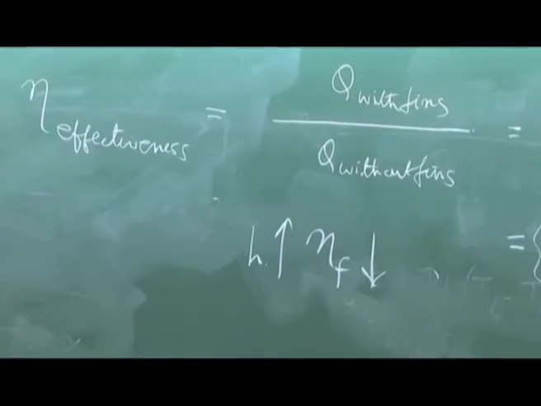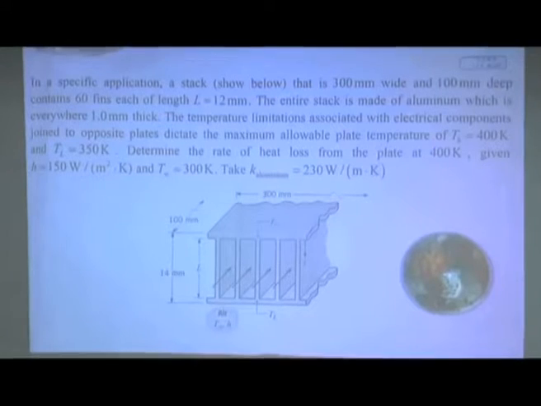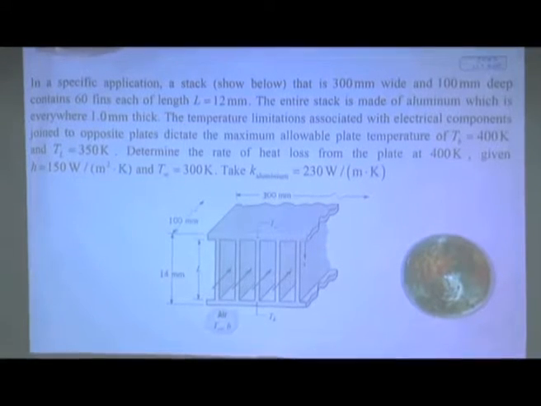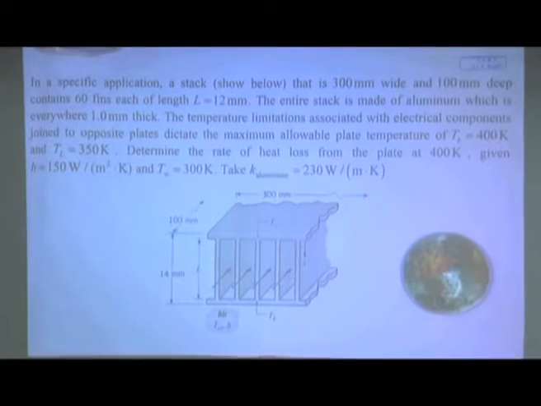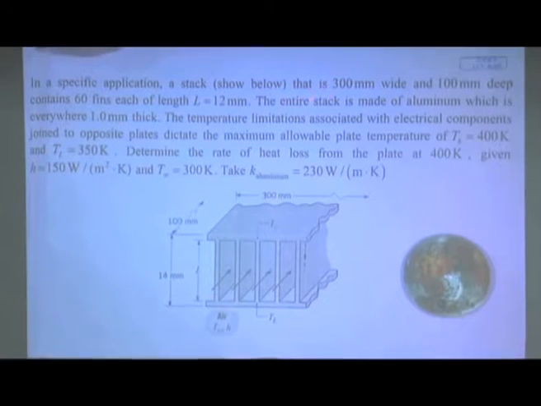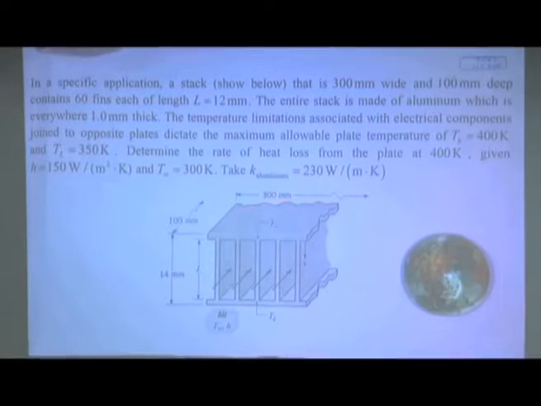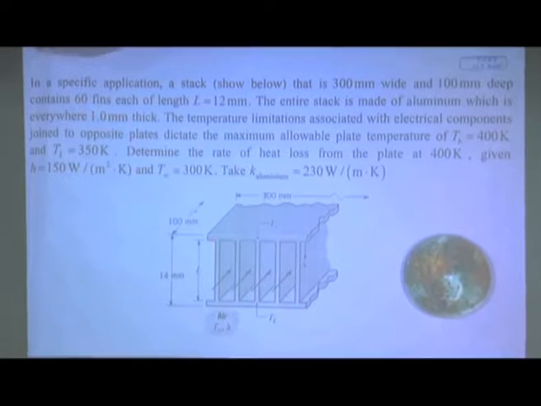Now after this, we will solve some problem. Let me have a very interesting problem that you can take. In a specific application, a stack shown below, this is a stack, that is 300 millimeter wide and 100 millimeter deep. This is 300 millimeter wide, a long one, cut, shown a particular section, and 100 millimeter deep. Contains 60 fins. These are the fins.